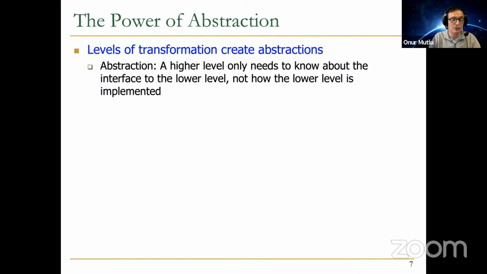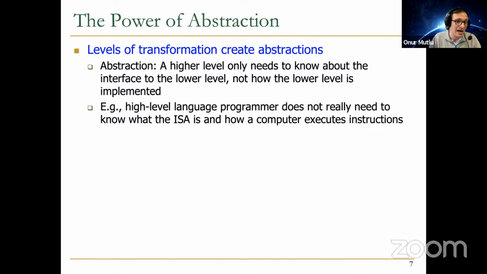For example, whenever you're writing a program, you normally don't care about the operating system, right? Or the ISA, instruction set architecture, and certainly not the microarchitecture usually, because your program is independent. Your program gets translated to whatever is going to be executed at those layers. So a high-level language programmer does not need to know what the ISA is, because the compiler will take care of that translation, or how a computer executes instructions, right?